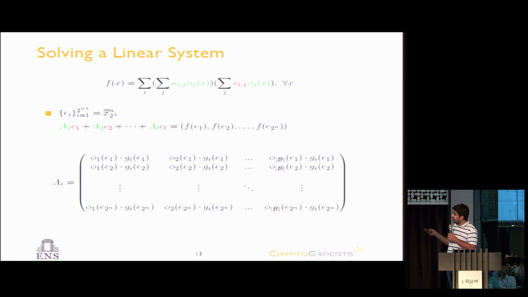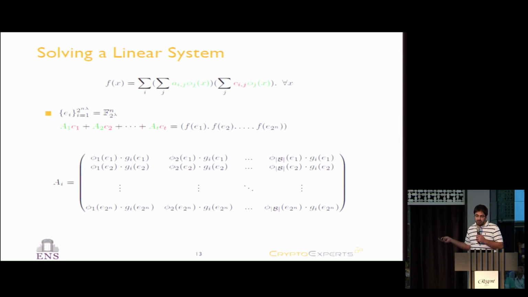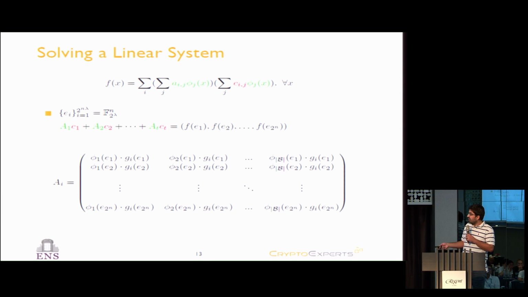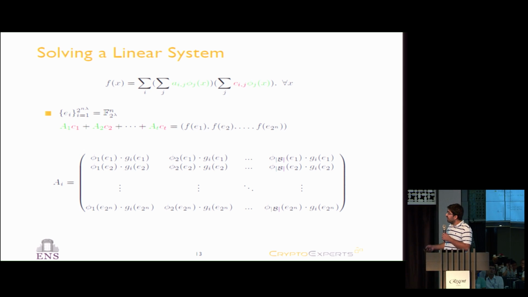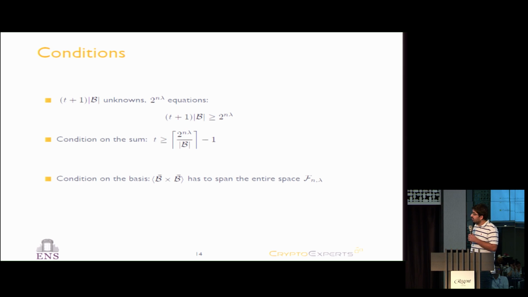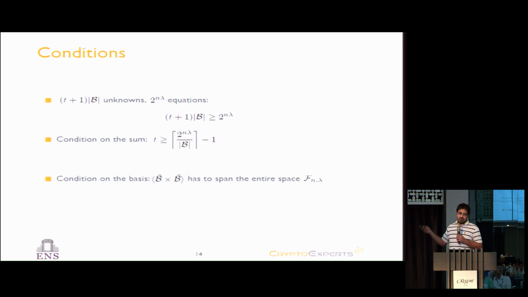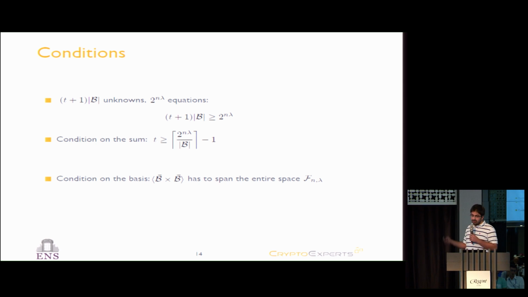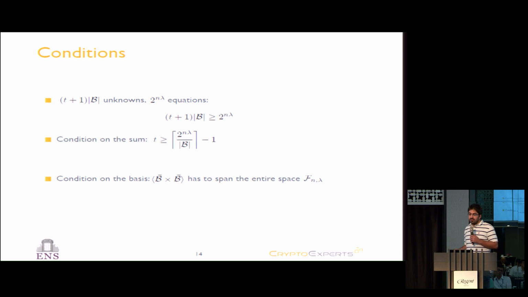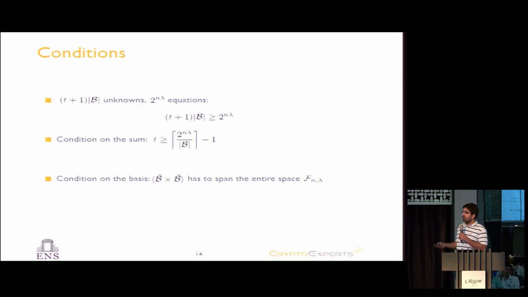In order to have a solution for this linear system, you need some conditions on your parameters, but you also need to be able to reach all possible functions because you want a generic method that works for any S-boxes. So what are those conditions? You have t plus 1 times the cardinality of the unknowns, and 2^(nλ) equations. Therefore, you need this inequality to be satisfied in order to have a solution. This means that for a chosen basis, you have a condition on the number of decomposition products that you need, which is the following one.